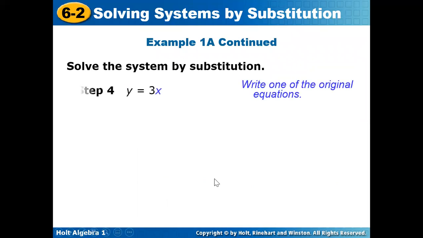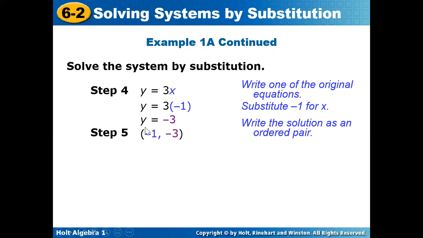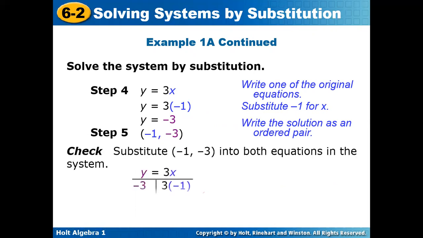Now, go back to your original equation, one of them, doesn't matter which one, and substitute in what we just found out. Negative 1 is x, plug that in. So 3 times negative 1 equals negative 3. And now we have our y coordinate. So x was negative 1, we solved for that, and then we plugged x in and figured out that y is negative 3. So the ordered pair (negative 1, negative 3) is the solution to this system of equations. We can substitute it in for both equations to determine that that is true.